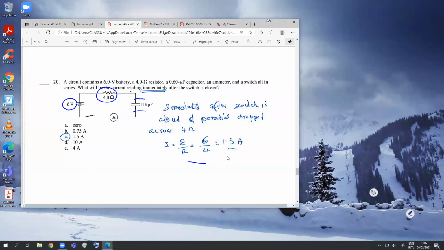So the moment you close the switch, the charge will be 0 on the capacitor plate. The voltage on the capacitor plate will be 0 again, right? But the question is, what is the current? Current will be maximum because as if this capacitor is not there, it is not opposing, right? It is not giving any resistance. So just imagine it's not there, the current will be 6 divided by 4, 1.5 amperes.